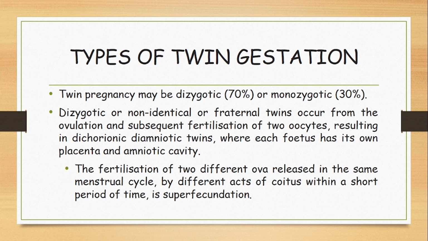There are two variants of these dizygotic twins. Fertilization of two different ova released in the same menstrual cycle by different acts of coitus within a short period of time is called superfecundation. A woman may have sex on Monday, one ovum is fertilized, and maybe 3 days later, another ovum is fertilized by a different act of coitus. When this type of situation occurs, we call it superfecundation. The second variety of it is what we call superfetation.